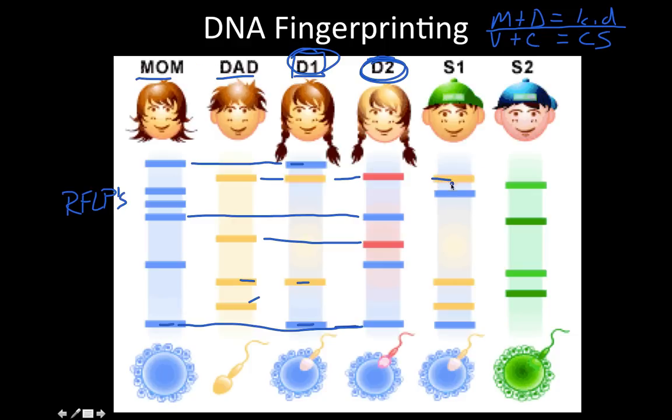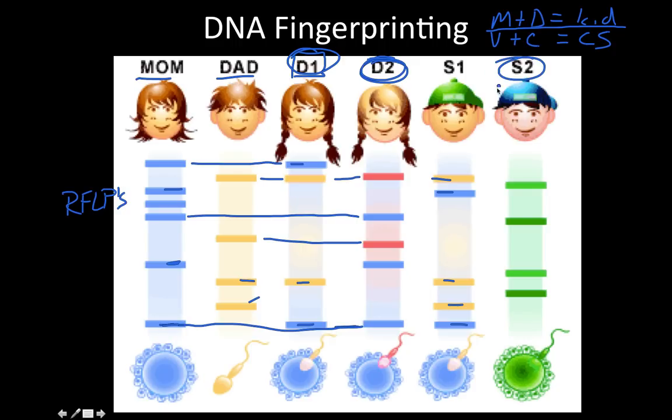Son 1, that came from dad, that came from mom right here, that came from dad, that came from dad, that came from mom right there. So even though mom has this one and the son doesn't have it, that doesn't mean anything. We just need to make sure that the kids' bands match up with mom and dad.